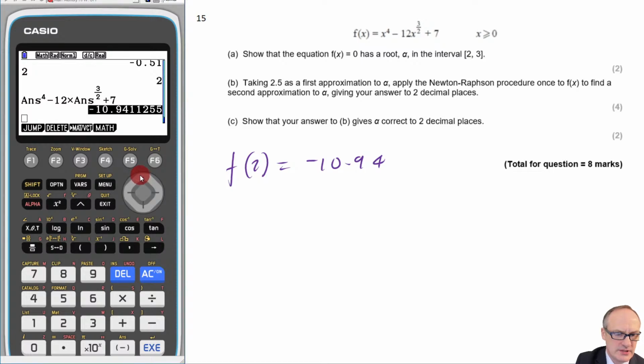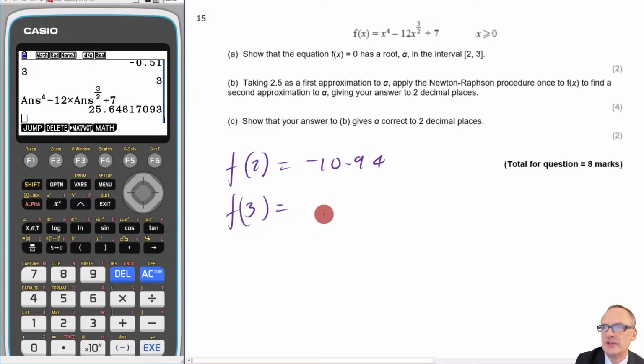Now the trick comes when we go all the way back up and just type in the number 3. It recalculates everything. We can press the SD button, and we've now got f of 3 without having to type anything else in. So f of 3 is 25.64. And what we see here is we have a sign change.